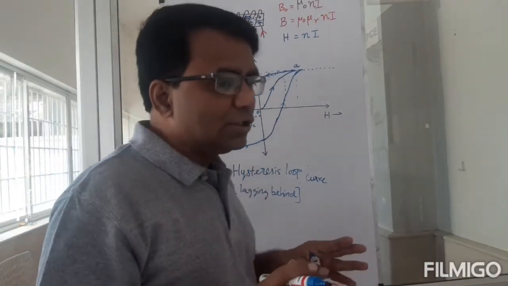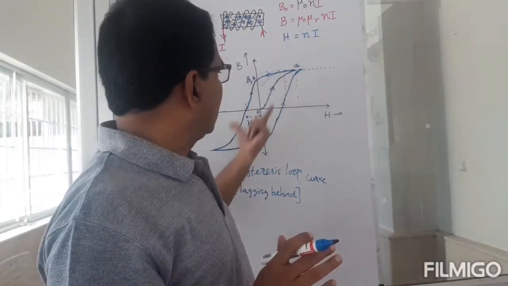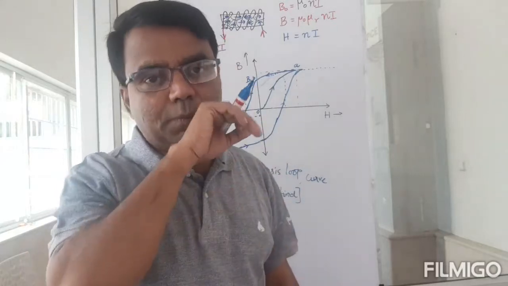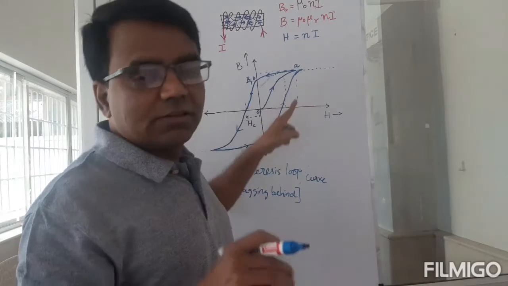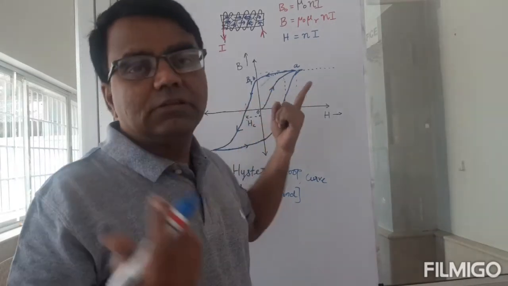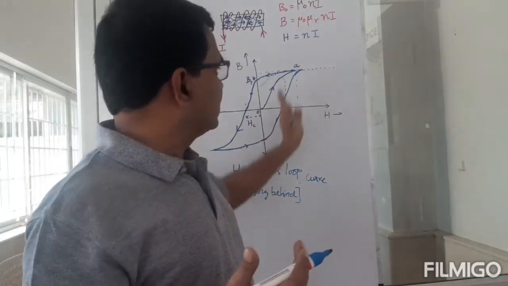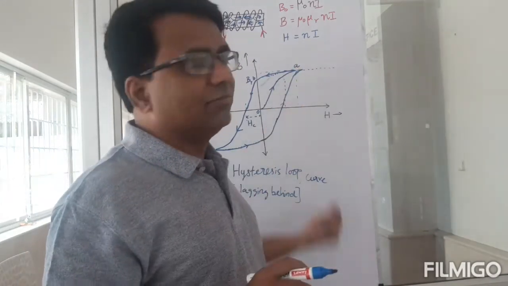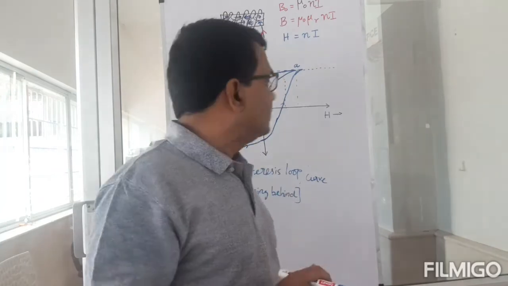Different materials will have different hysteresis curves, but the shape of this curve is the same for them all. You may have one value for iron here and another value for nickel and cobalt, but all of them will have essentially this shape. Only the values will be different, but the shape of the curve is the same.